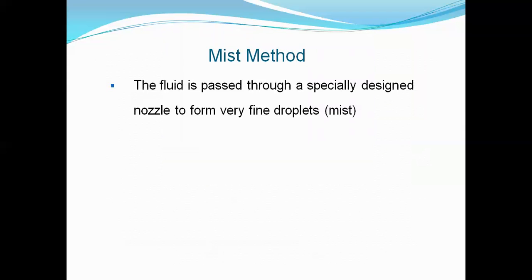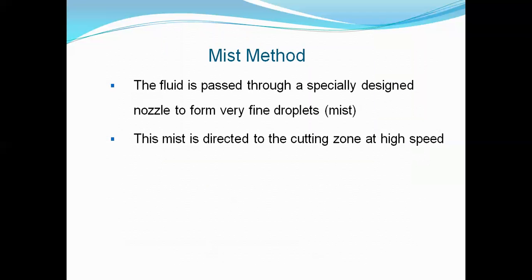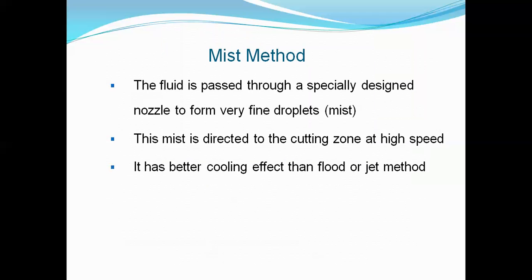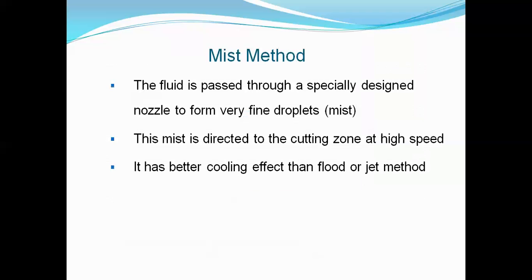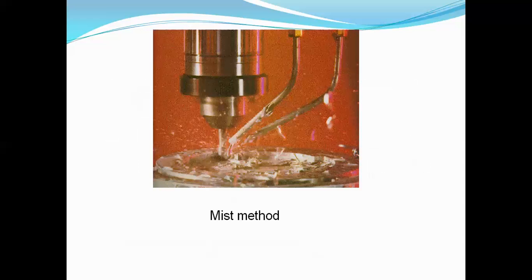Next, the mist method. The fluid is passed through a specially designed nozzle to form very fine droplets, that is mist. This mist is directed to the cutting zone at high speed. It has a better cooling effect than the flood or jet method. So in the mist method, what is happening here? The fluid is passed through a specially designed nozzle to form very fine, small droplets. We can call it a mist. And these fine droplets are directed to the cutting zone at high speed. It has a better cooling effect than the flood or jet method.